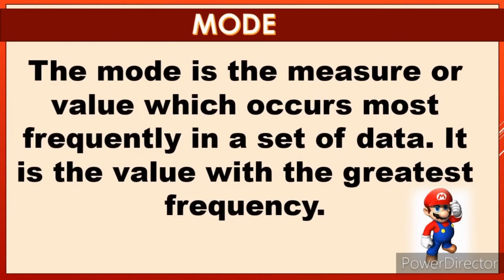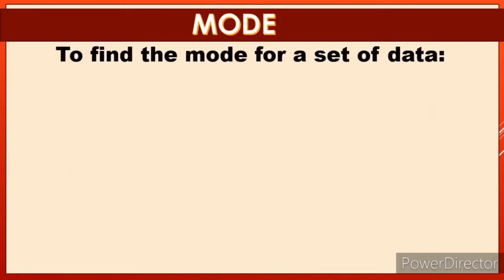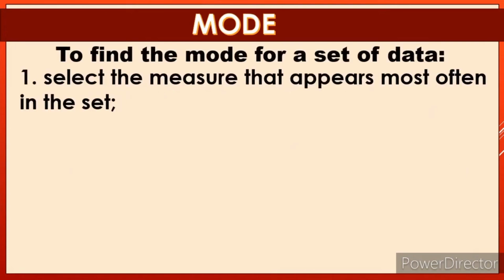Now let's move on to the third one, which is to find the mode. The mode is the measure or value which occurs most frequently in a set of data. It is the value with the greatest frequency, the one with the most number of data. So how do we find the mode for a set of data?